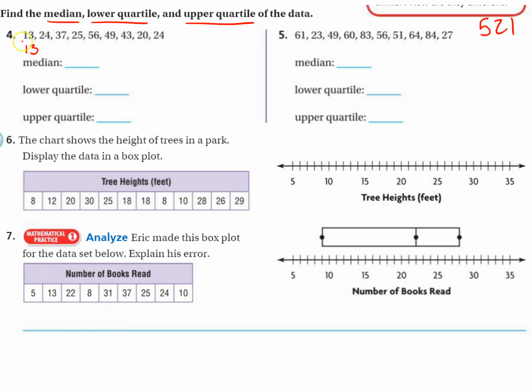It looks like 13 is the least number, and then the next smallest looks like 20. And then the next smallest is 24, and there are two 24s. And then the next smallest, it looks like 25. The next smallest is 37, then 43, then 49, and then 56.